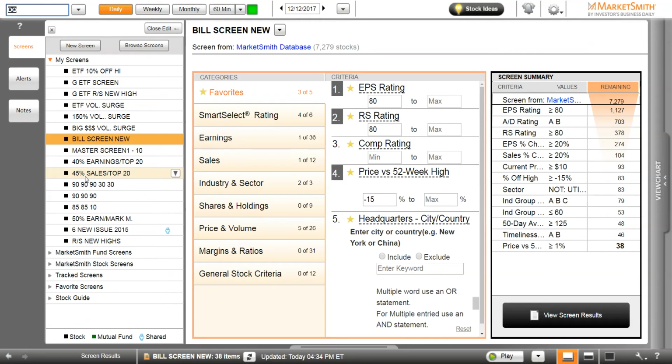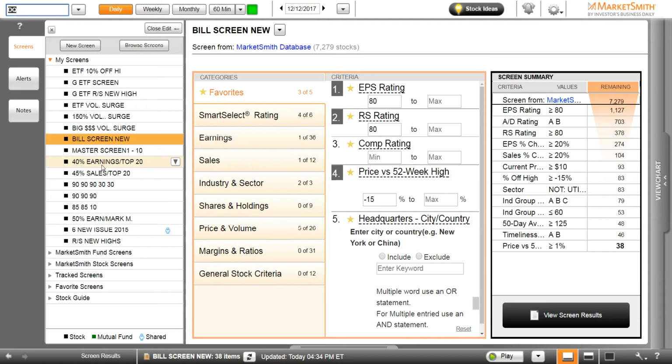So, what's our mantra? Leading groups, leading stocks. The top 20 groups for this screen and the top 20 groups for this screen. I also have another screen called Master Screen, 1 through 10. It's all the stocks in the top 10 groups with no fundamentals requirements on them. But these 2 screens right here are super important to me.